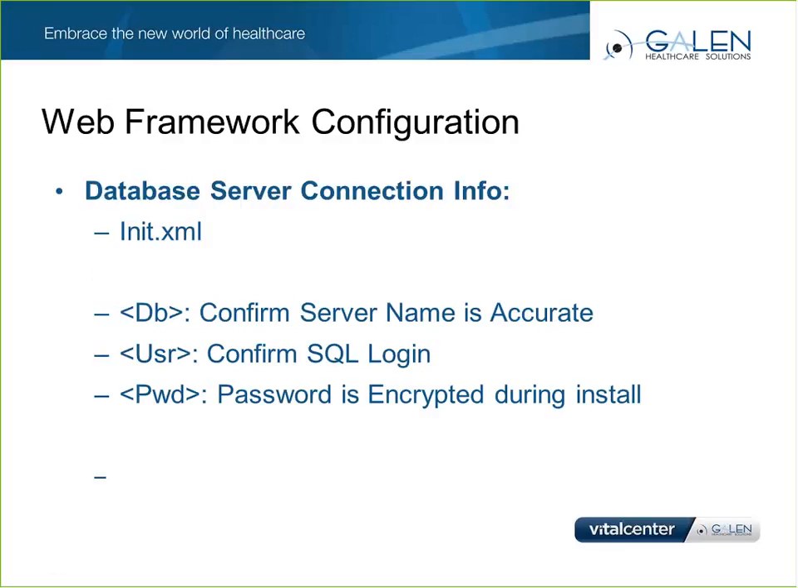In terms of the web framework configuration, the database server connection information is stored in init.xml. There's 3 keys within that file. The database key, which confirms the server name. We want to make sure that that's accurate. And then you have your user and password. The password in this file is encrypted during installation.